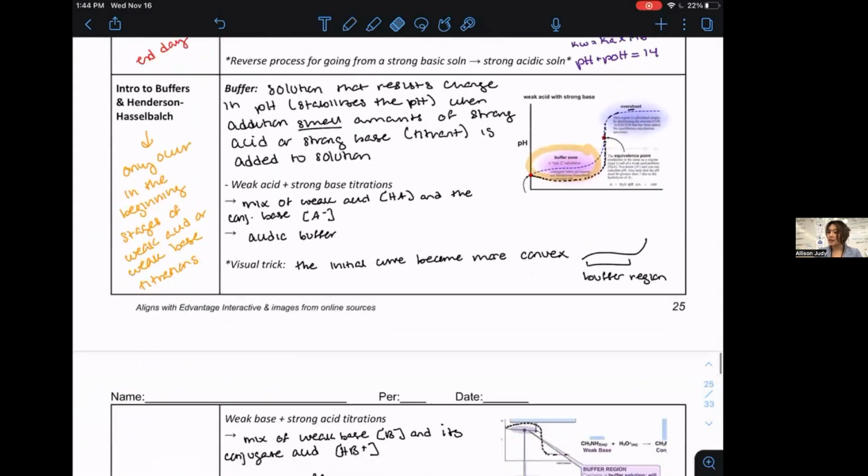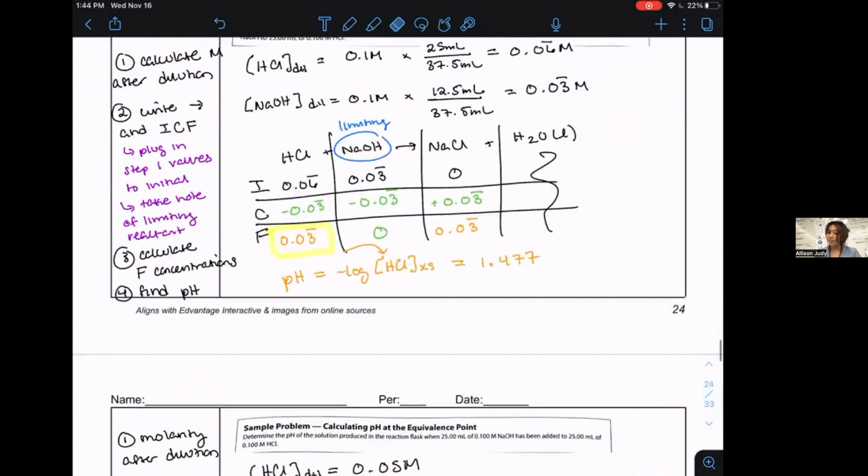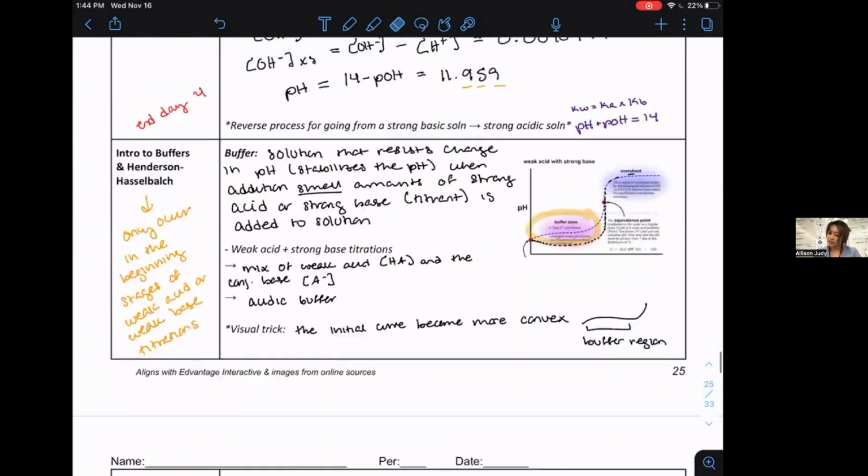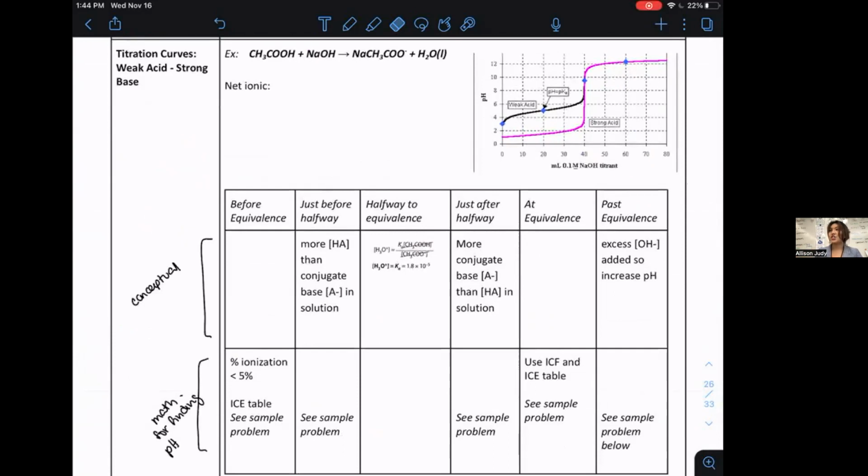And FYI, we go from being able to calculate 4 regions in a titration with a strong to strong, to now 6 regions of calculations for a weak. So that is why we started off with strong.